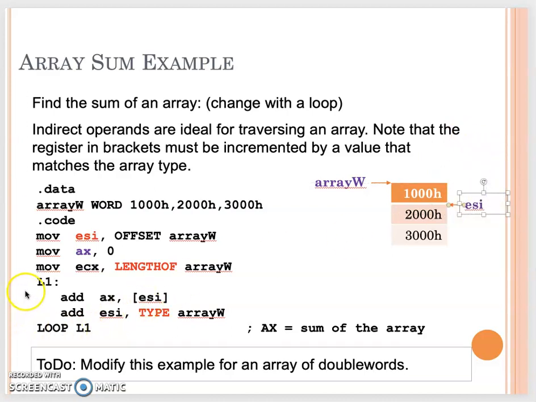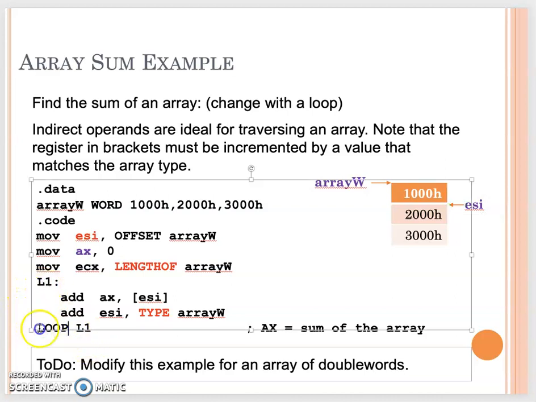Then you jump, because of the loop condition: before you jump, you will check the condition. So the first thing, ECX equals 3. I decrement first, it becomes 2. So 2 is not equal to 0, so I jump to L1.